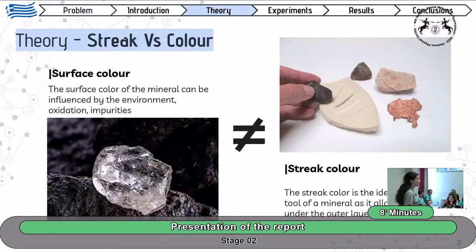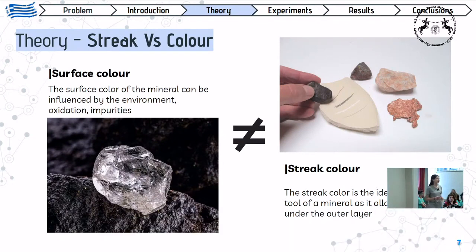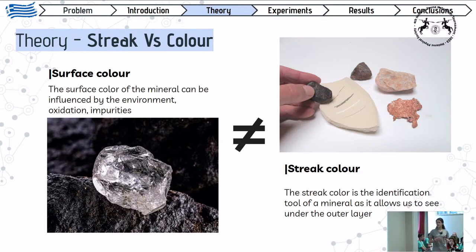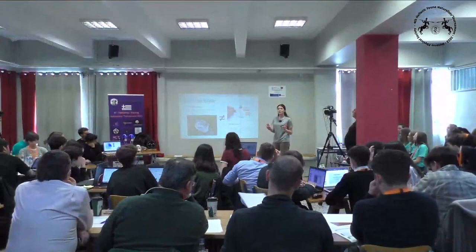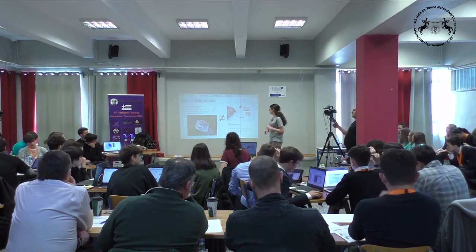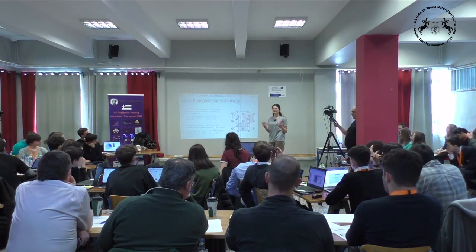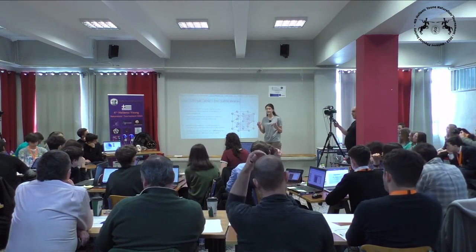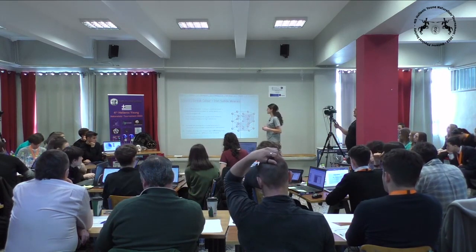Now, it is very important to distinguish the differences between the surface color and the streak color of a mineral. This is because the surface color can be influenced by a variety of factors. For example, environmental factors, such as if it is exposed to oxidation, or any impurities in the mineral, can also change the surface color of the mineral. However, the streak color is used to better identify a mineral because it can show us the true color of the mineral. This is because we are able to scrape through the outside layer and get to the inside layer of the mineral. So for example, 2 minerals that have the same outside color may have a different streak color.